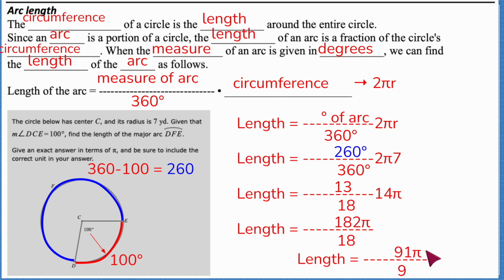So don't forget at this point to include your correct unit. If you didn't end up clicking on yards and you tried to submit your answer, you would get it wrong. You haven't told them 91 pi divided by 9 what? It's yards in this case. All right, so this is arc length, and I hope that helped you, and I'll see you in the next video.